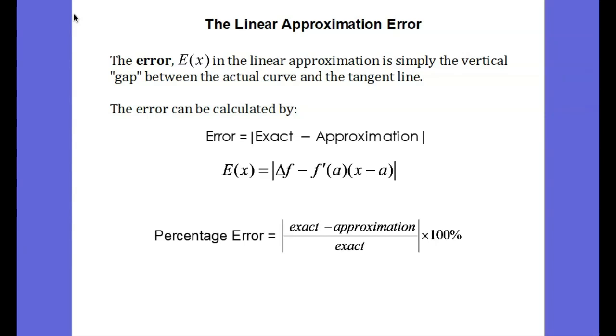The error can be calculated by finding the exact value minus the approximation, and then taking the absolute value. So in symbolic form, E of x is equal to delta f, the actual change in our y values, minus f prime of a times x minus a. Percentage error is the error, the absolute value of the exact minus approximation divided by the exact value times 100%. This is the same as the percent change formula that you may have seen earlier in algebra.